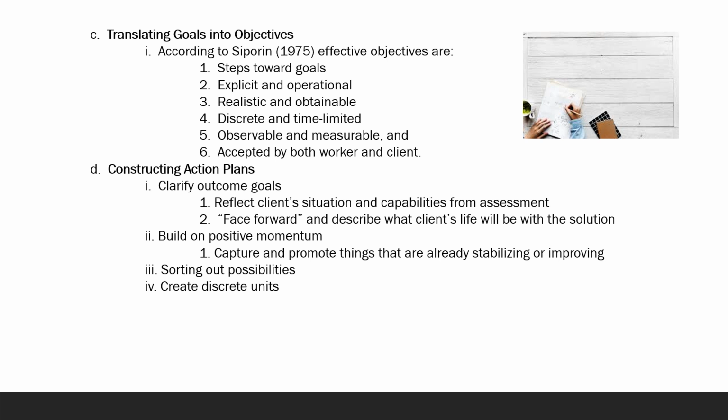And again, I think all these things work together because even when you start doing the smaller hurdles, you start to build positive momentum to carry forth. So again, creating discrete units is also part and parcel with constructing the action plan.